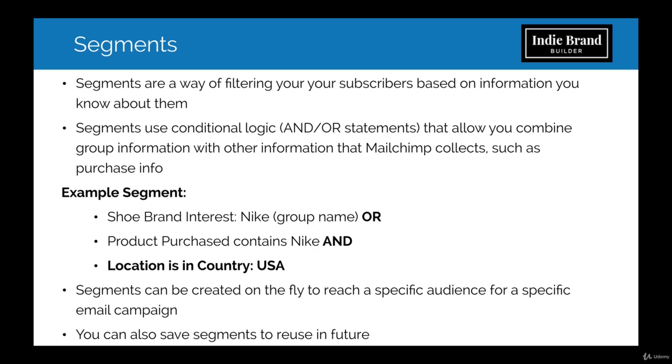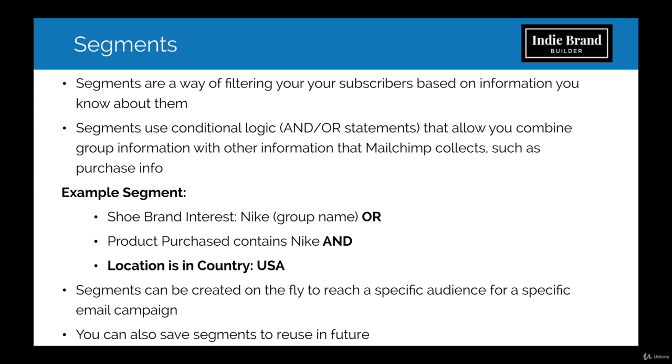Okay, then there are segments. So segments are really a way of filtering your subscribers based on information that you know about them, including the groups that they may belong to. So segments use what's called conditional logic. And again, I'll show you an example of this, but these are essentially and/or statements that allow you to combine different group information with other information that MailChimp collects, such as purchase info, where they live, and so on.